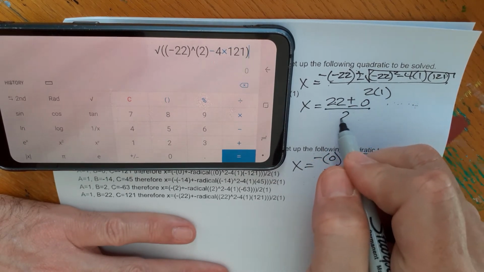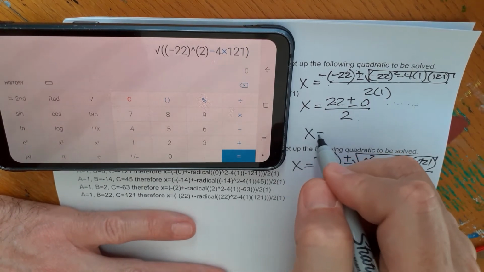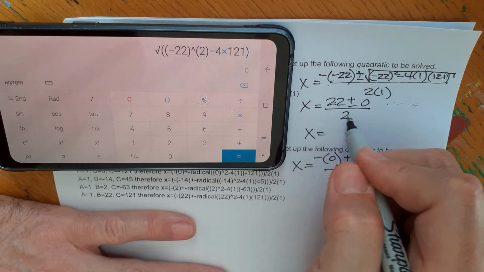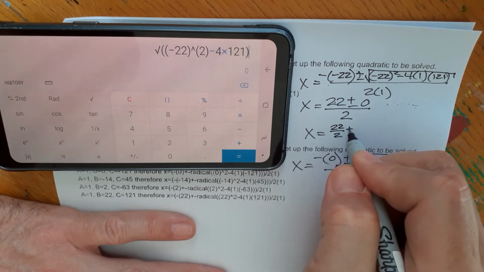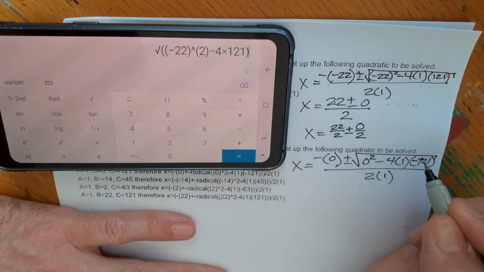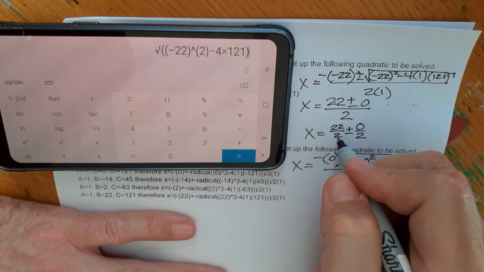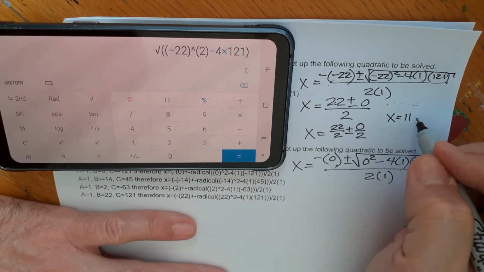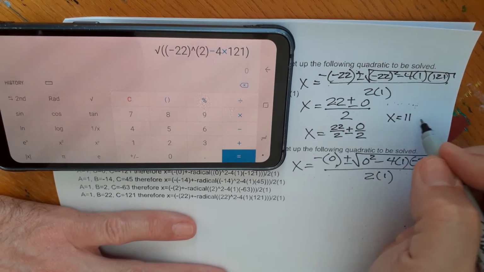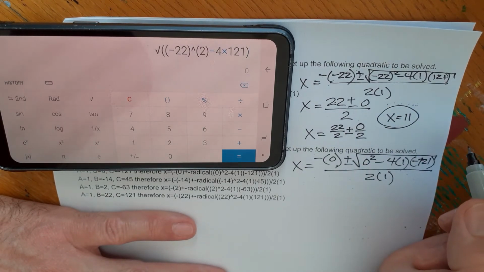Divided by 2 times 1 is 2. So what I got was 22 divided by 2, and you can separate these, right? You could say 22 divided by 2 plus or minus 0 divided by 2. That might help your brain go. 22 divided by 2 is 11. So x equals 11 plus or minus 0, which is nothing. It's just x equals 11.